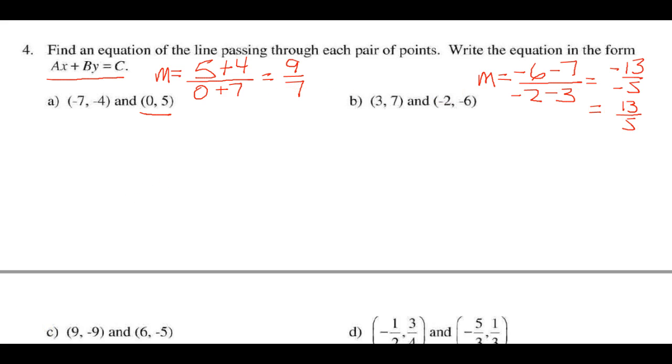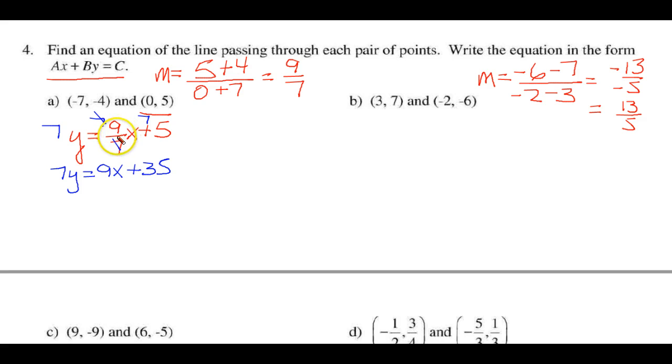Now we're going to use the point-slope form. Now here, as I mentioned, we could use the y-intercept here. We have the slope and the y-intercept, but this is in slope-intercept form. So we need to put that in standard form by multiplying everything by 7. So this is 7y equals, here the 7's cancel out, 9x plus 35.